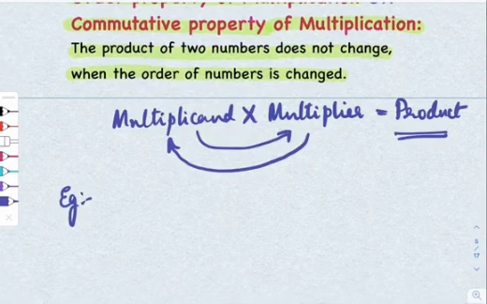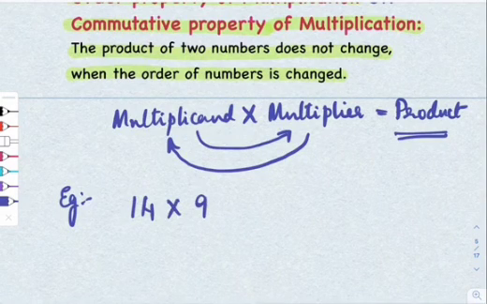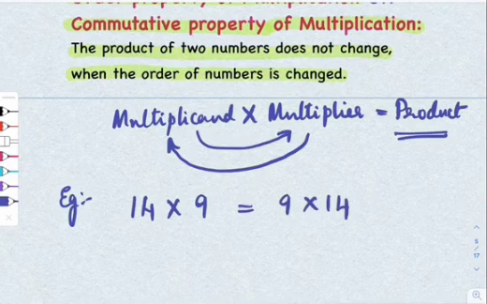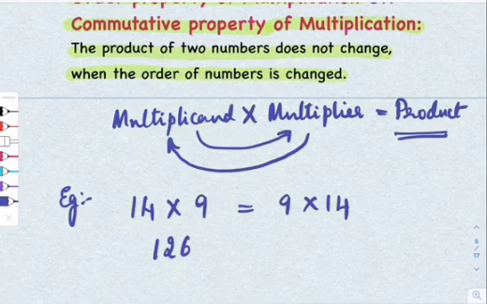For example, if I take 14 into 9. All of you are aware of 14 tables, right, children? We start learning from now itself. Otherwise, it'll be very difficult to solve any of the problems. Now, 14 into 9 is equal to 9 into 14. Is it equal? 14 9 times is 126.